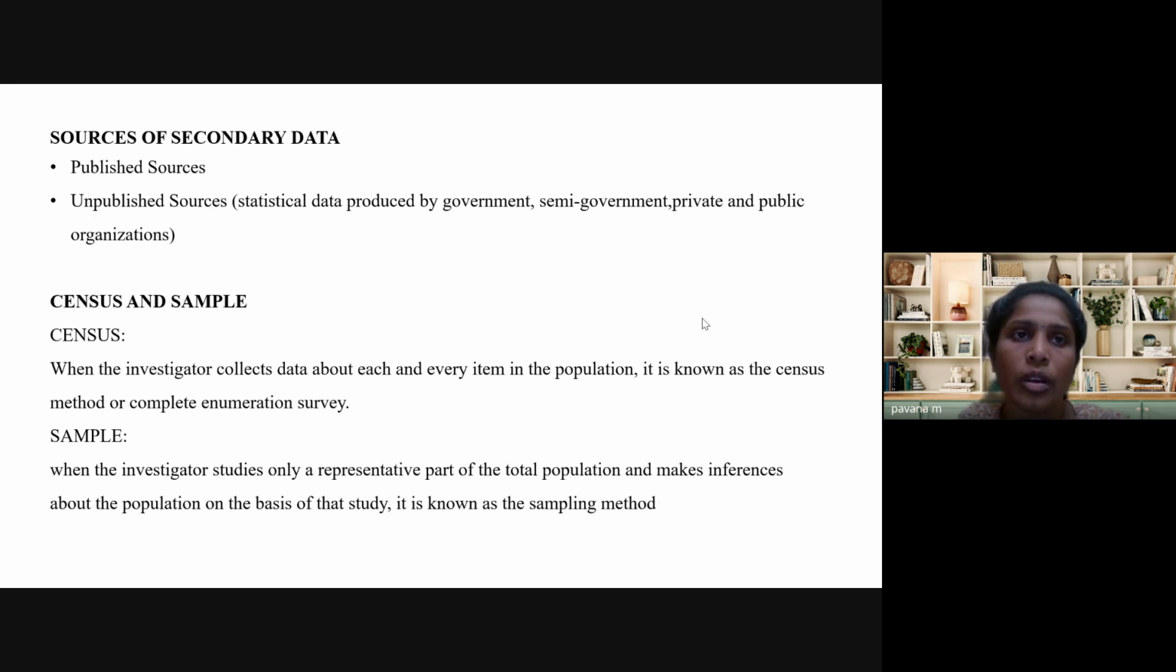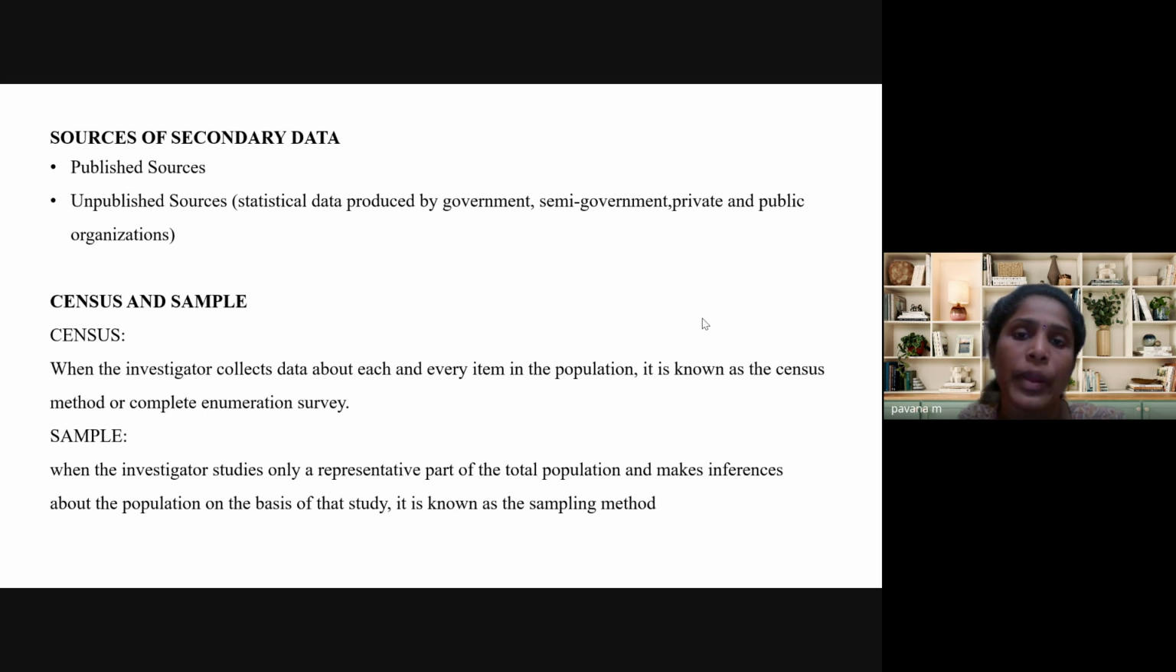Suppose you have taken Kakinada as one of the places for collecting the data. So in Kakinada, however many people there are in the population, if you include each and every one, then it is called census. That means each and every item of that particular population is included. Okay, that is called census.